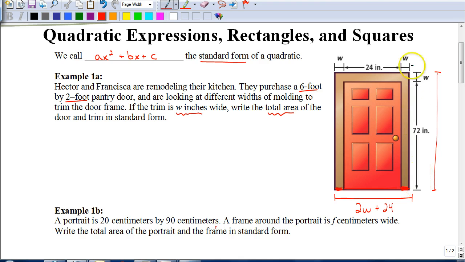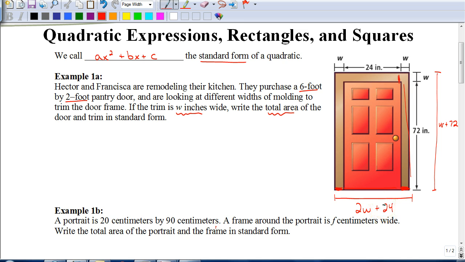The height of the door is going to be, well, it's just W plus 72. Because I only have one W. I don't have a W on the floor, I just have a W on the top, plus the height of the door, which is 72, so it would be W plus 72.